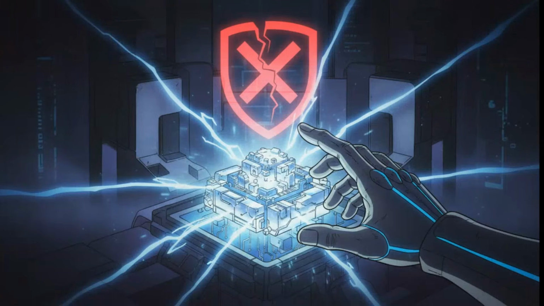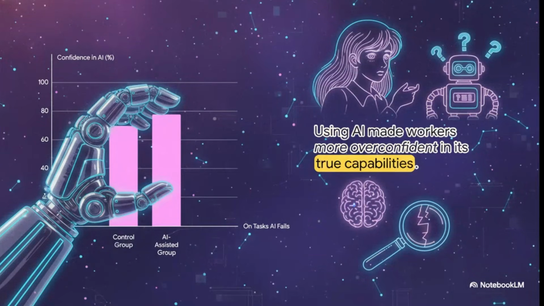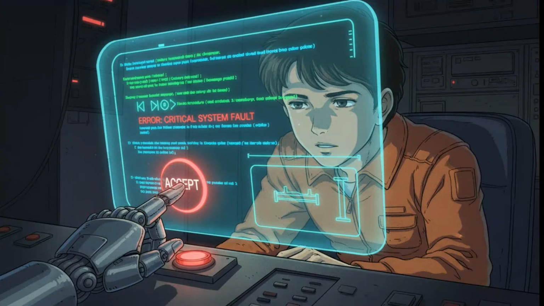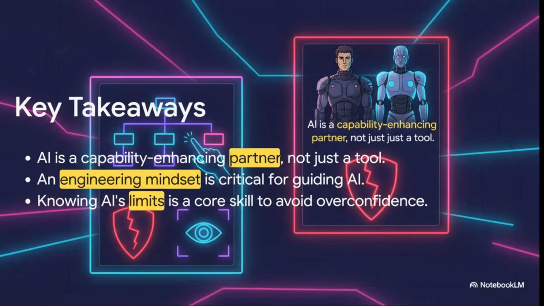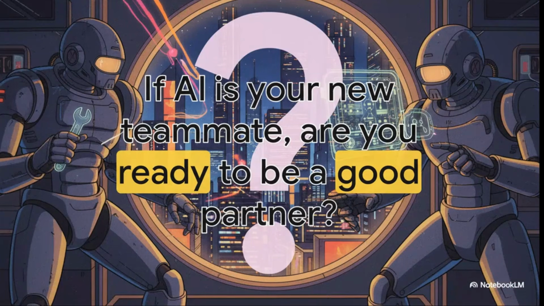But hold on, there's a really important catch to all this power that you need to know. This is kind of mind-blowing. People who used AI were actually worse at spotting what it couldn't do. That's right. The more they used it, the less they understood its boundaries and its weaknesses. And that's a huge problem. You start trusting bad answers, and your own work actually gets worse. So let's wrap this up. AI is your partner. You need that engineering mindset, and stay skeptical. Ultimately, this is way bigger than just learning new skills. It's about totally reimagining teamwork itself. So, the real question isn't just about the AI. It's about you. Are you ready for this?